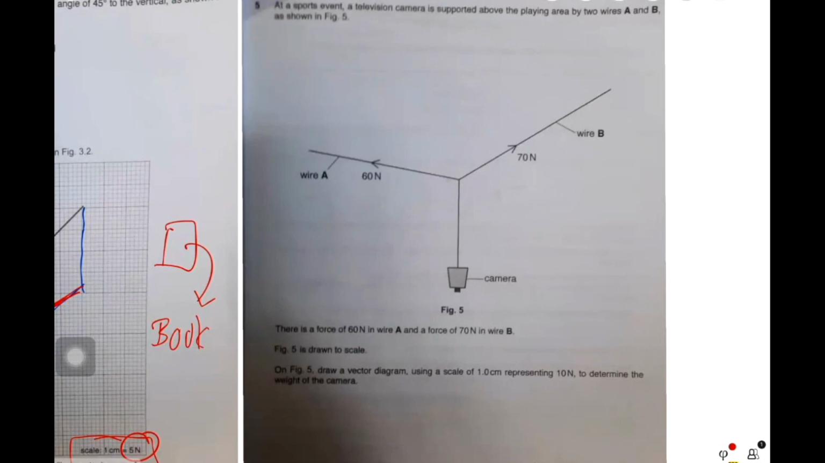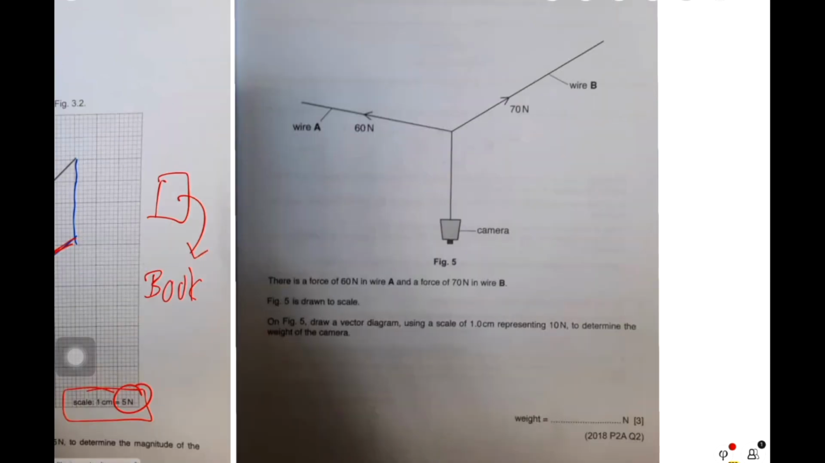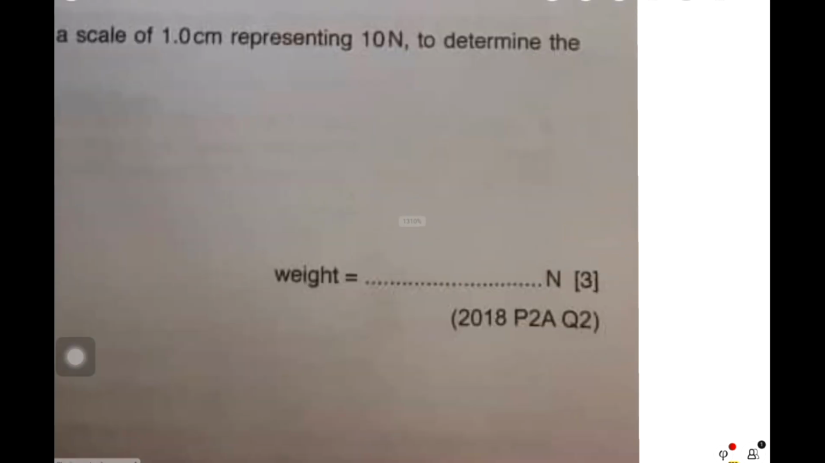A television camera is supported above the playing area by two wires A and B. Force of 60 Newton in wire A, force of 70 in wire B. Draw a vector diagram at a scale of 1 to 10 to determine the resultant. So here you have to draw a diagram, on your foolscap paper, since it's paper 2.